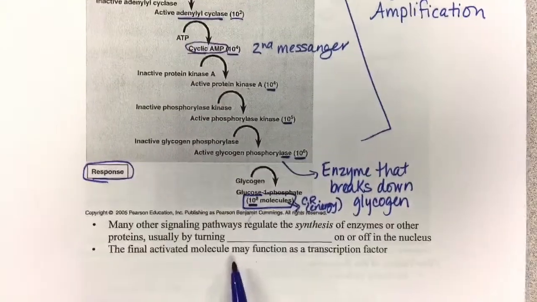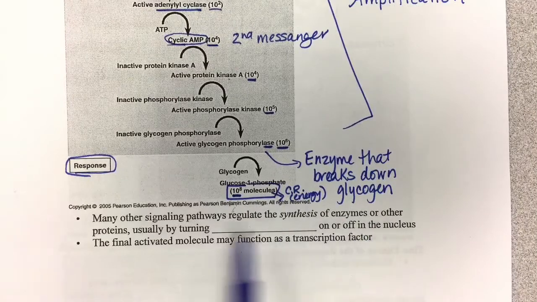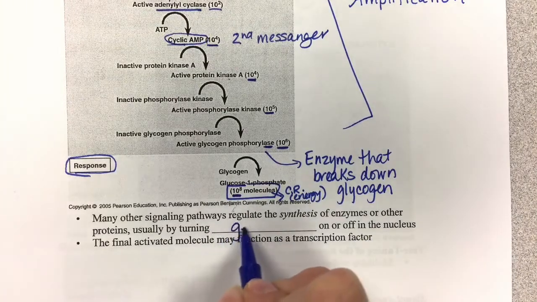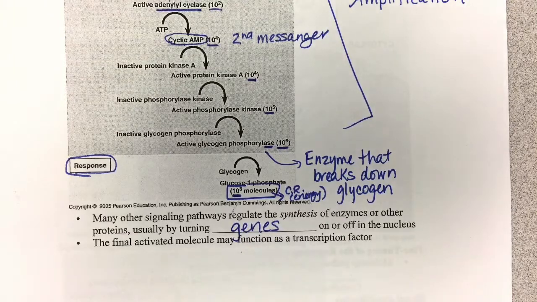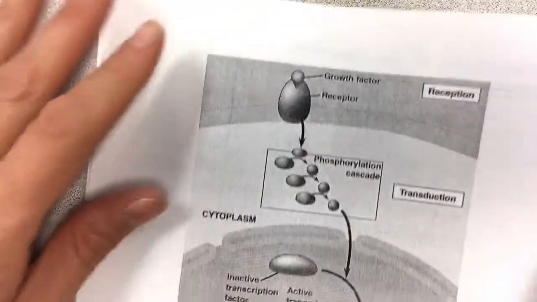Many other signaling pathways regulate the synthesis of enzymes and other proteins, usually by turning genes on or off in the nucleus. The genes will stay off unless a signal molecule binds to the surface of the cell. The final activated molecule may function as what we call a transcription factor, because transcription is the first stage in which you take your DNA and start to, quote unquote, read it to make proteins. And proteins are going to give a cell its traits.